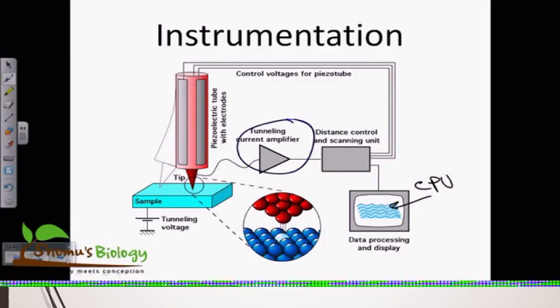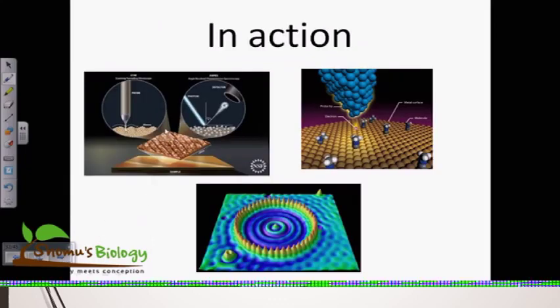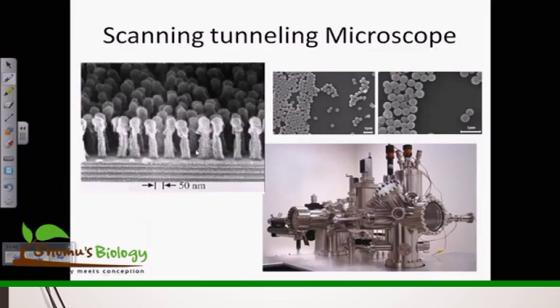Finally, we can record this data using a CPU or processing unit. This is how the process works in action, as you can see from different angles, but the idea here is that you can construct these beautiful images of the surface. And this is the actual scanning tunneling microscope. That's how it looks. It does not look at all like any kind of microscope that we've seen previously.